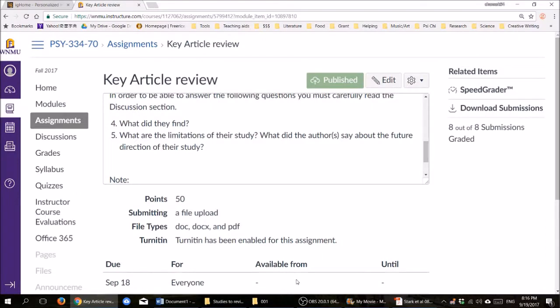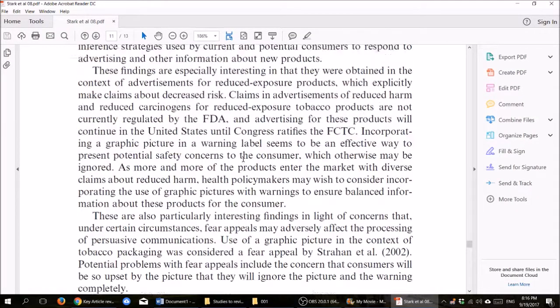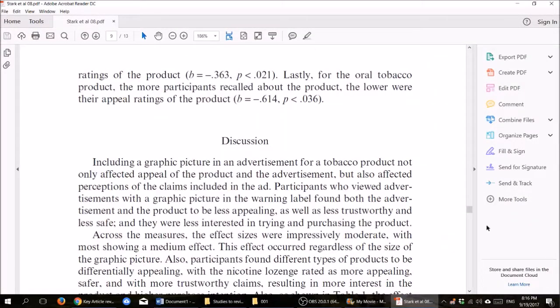Not every study will mention these. Most studies will, but not every one. But if they write about the limitations and the future directions, then it can be found toward the end of the discussion. So let me go to the discussion and show you. So here it is, the discussion.